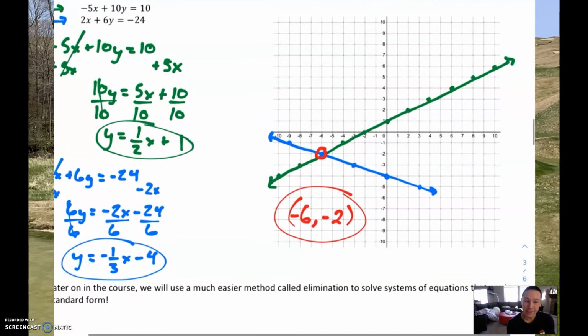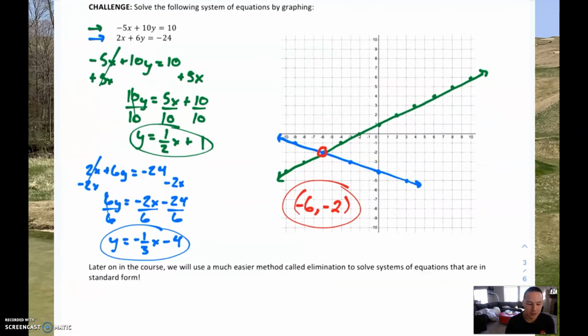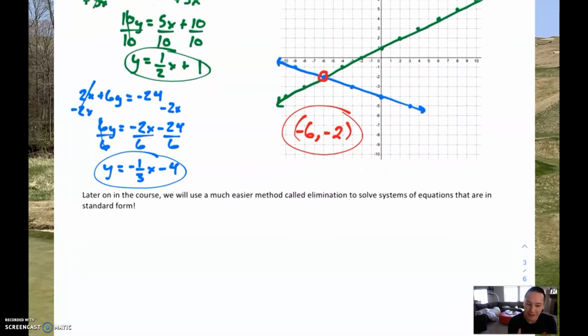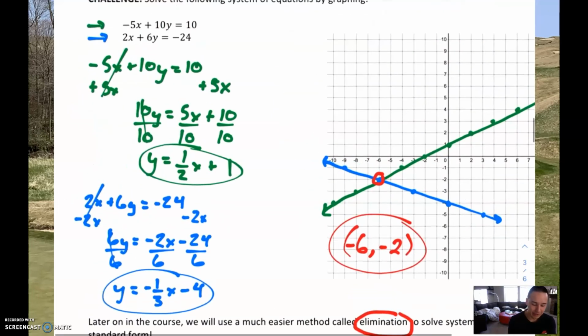So when they are in standard form, we don't really like it. You can convert it to slope-intercept form. And again, later on in the course, in about 2 weeks, we're going to use a method called elimination. And then it's going to be much easier than graphing it all out. So you'll find an algebraic solution when they are in standard form. So that's it for graphing. Again, all you got to do is just graph it, find the point where they cross.